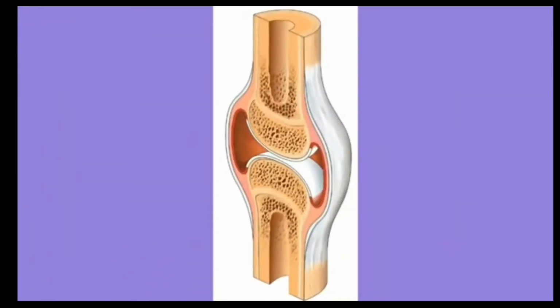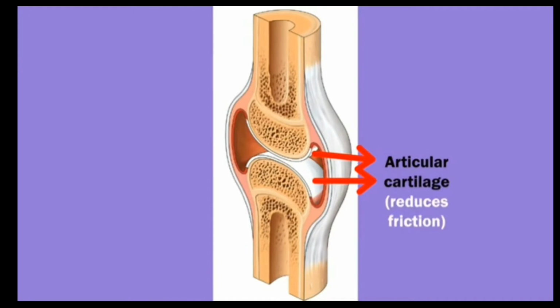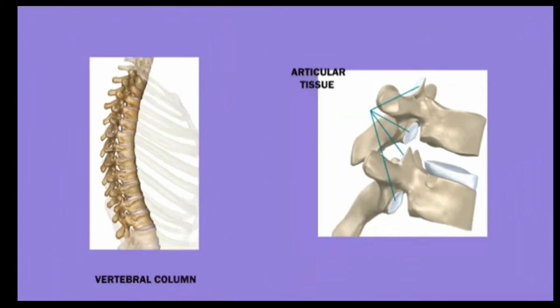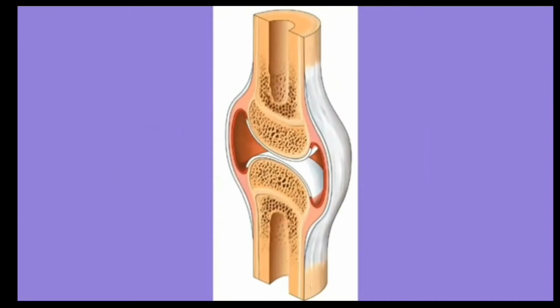At the joint, bones are covered with articular cartilage tissue. This tissue is very slippery and reduces the friction between the bones. In some places, such as the vertebral column, articular tissues are present and absorb shocks. Bones at a synovial joint are joined together with ligament tissues.